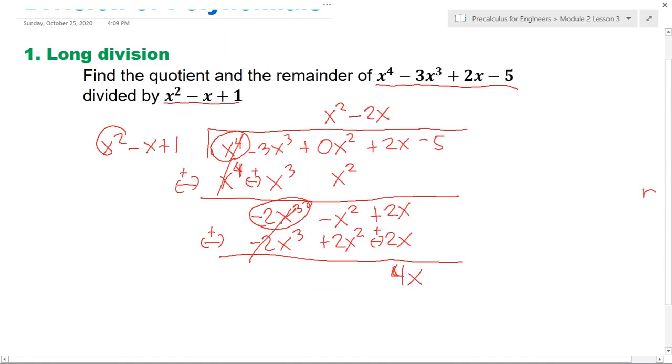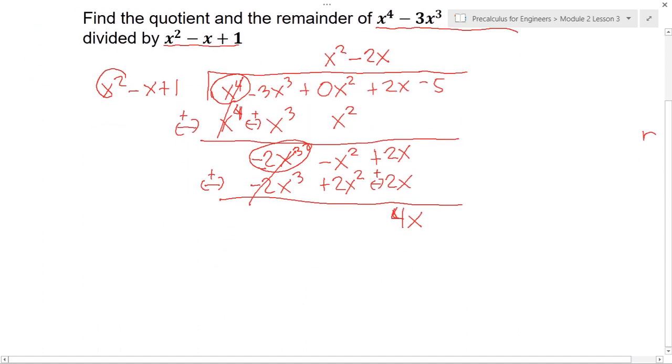How about the second one? Negative x squared minus positive 2x. So this would be equal to ma-change na yung sign, then ma-change punto into negative. So therefore, negative 1 plus negative 2, we have negative 3x squared. So plus 4x. Then bring down negative 5.